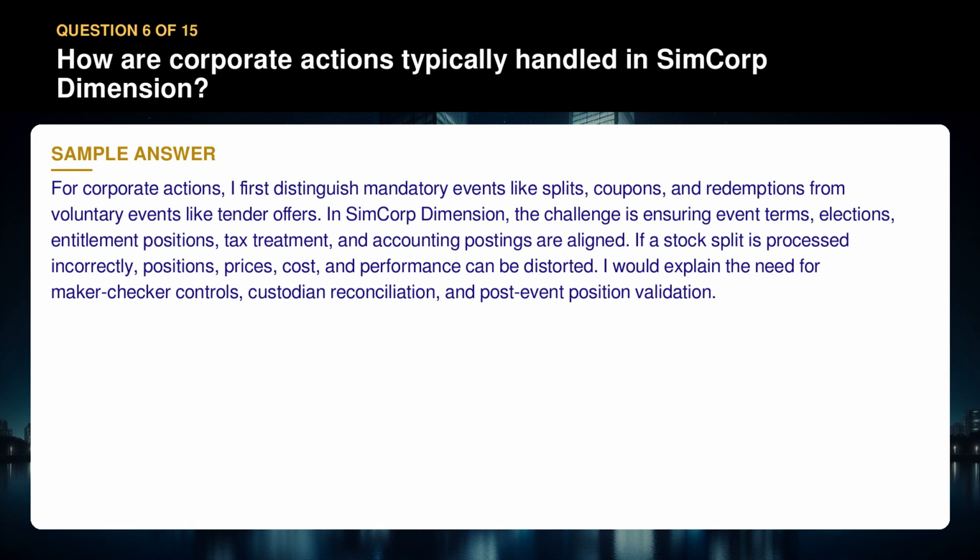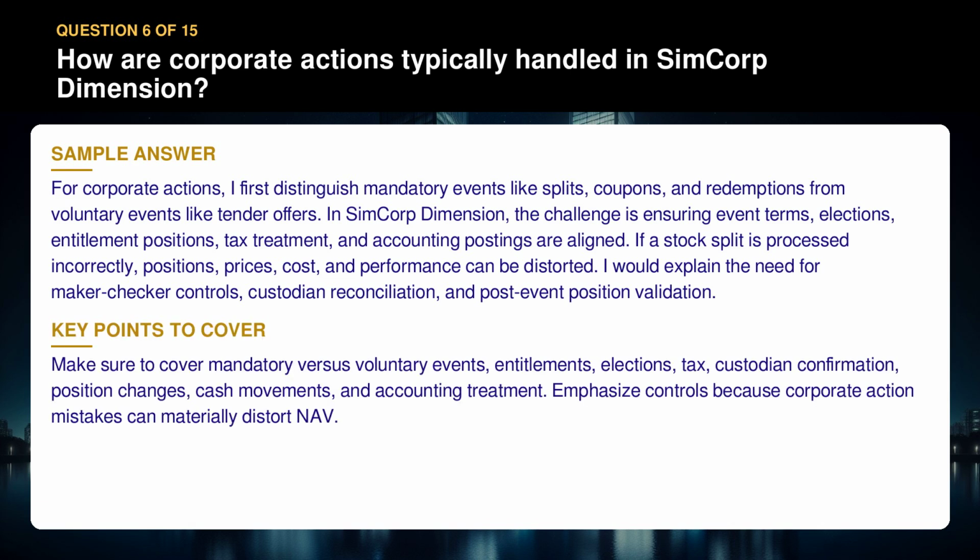I would explain the need for maker-checker controls, custodian reconciliation, and post-event position validation. Make sure to cover mandatory versus voluntary events, entitlements, elections, tax, custodian confirmation, position changes, cash movements, and accounting treatment. Emphasize controls because corporate action mistakes can materially distort NAV.